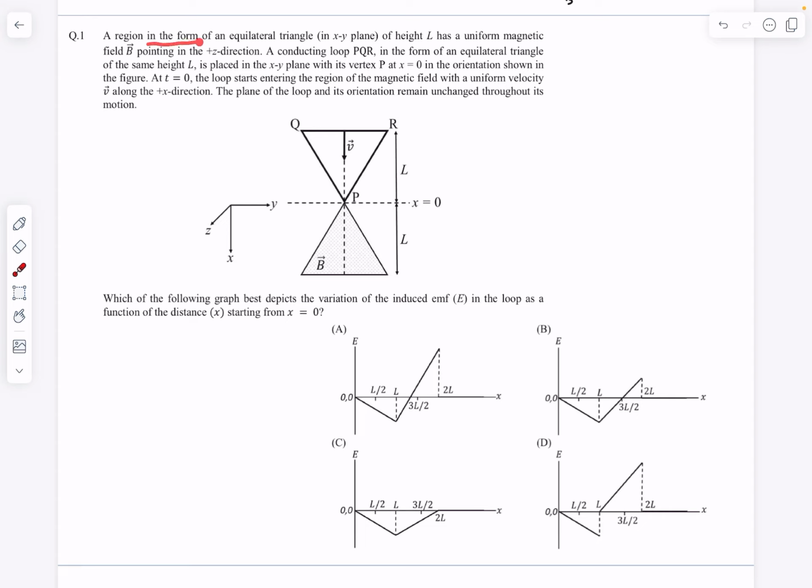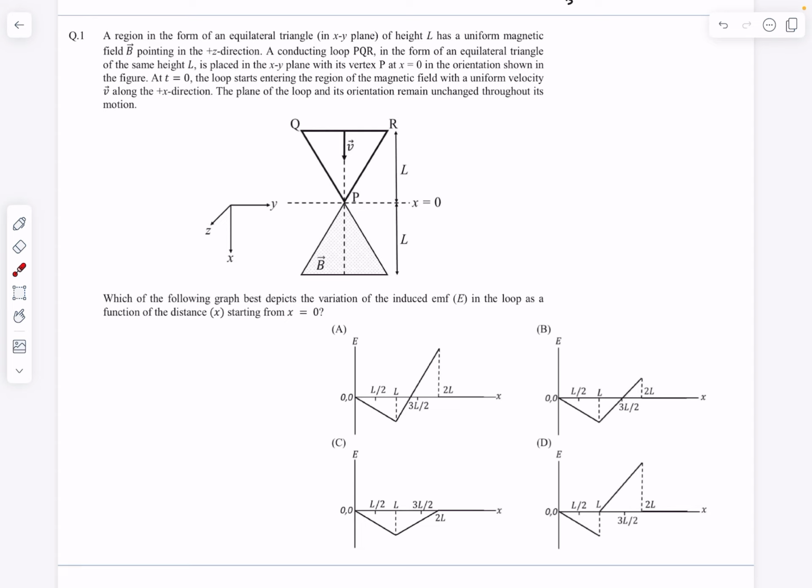We have a region in the form of an equilateral triangle in the xy plane of height L and uniform magnetic field B pointing in the plus Z direction. So the x-axis is in the downward direction, y-axis is in the horizontal direction, and z-axis is again coming out of the page. So the magnetic field is only present in this triangular region.